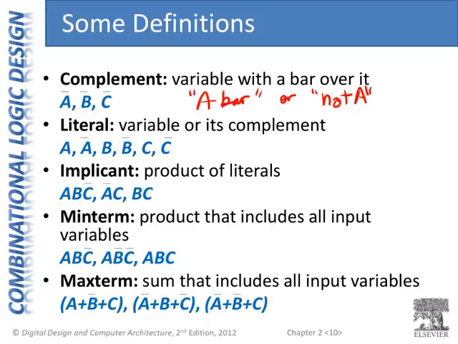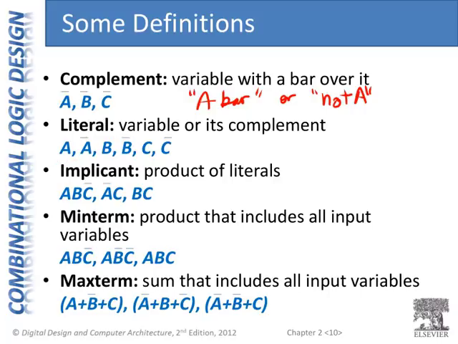So the complement is a variable with a bar over it. A literal is a variable or its complement. So A is a literal, A bar is also a literal. So the true or complement form of a variable is called a literal.